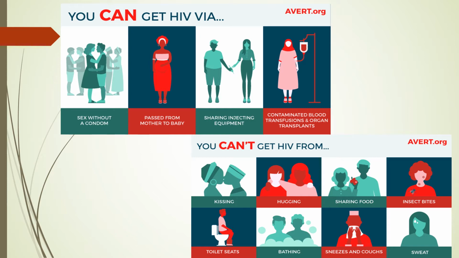You cannot get HIV from kissing, hugging, sharing food, insect bites, which is often a misconception that mosquitoes will give you HIV, toilet seats, bathing, sneezing and coughs, or sweat.